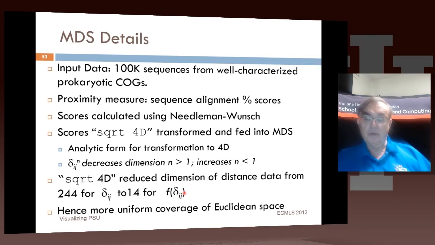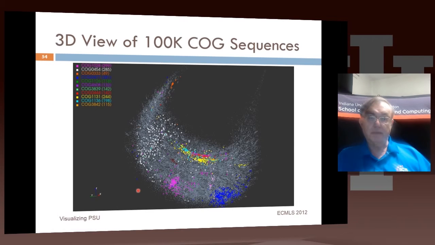And if you look at the formal dimension of the distance data, for the raw data it's 244, and then the transformed data is 14. Then we take that data, which is of dimension 14, and then we map it to actual three-dimensional vectors. So we keep going down, but 244 to 3 is a bigger step than 14 to 3. And you'll find that the resultant mapping more uniformly covers the Euclidean space if you do this.